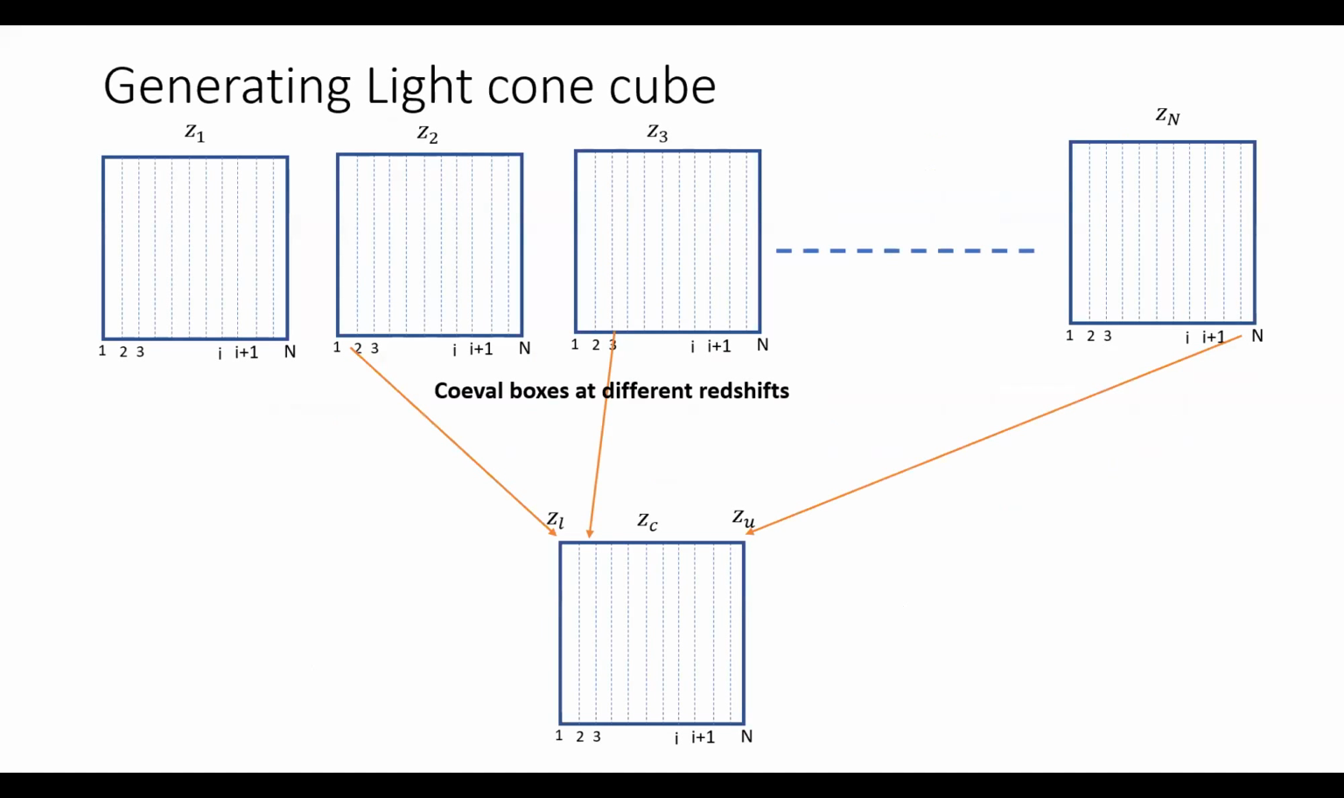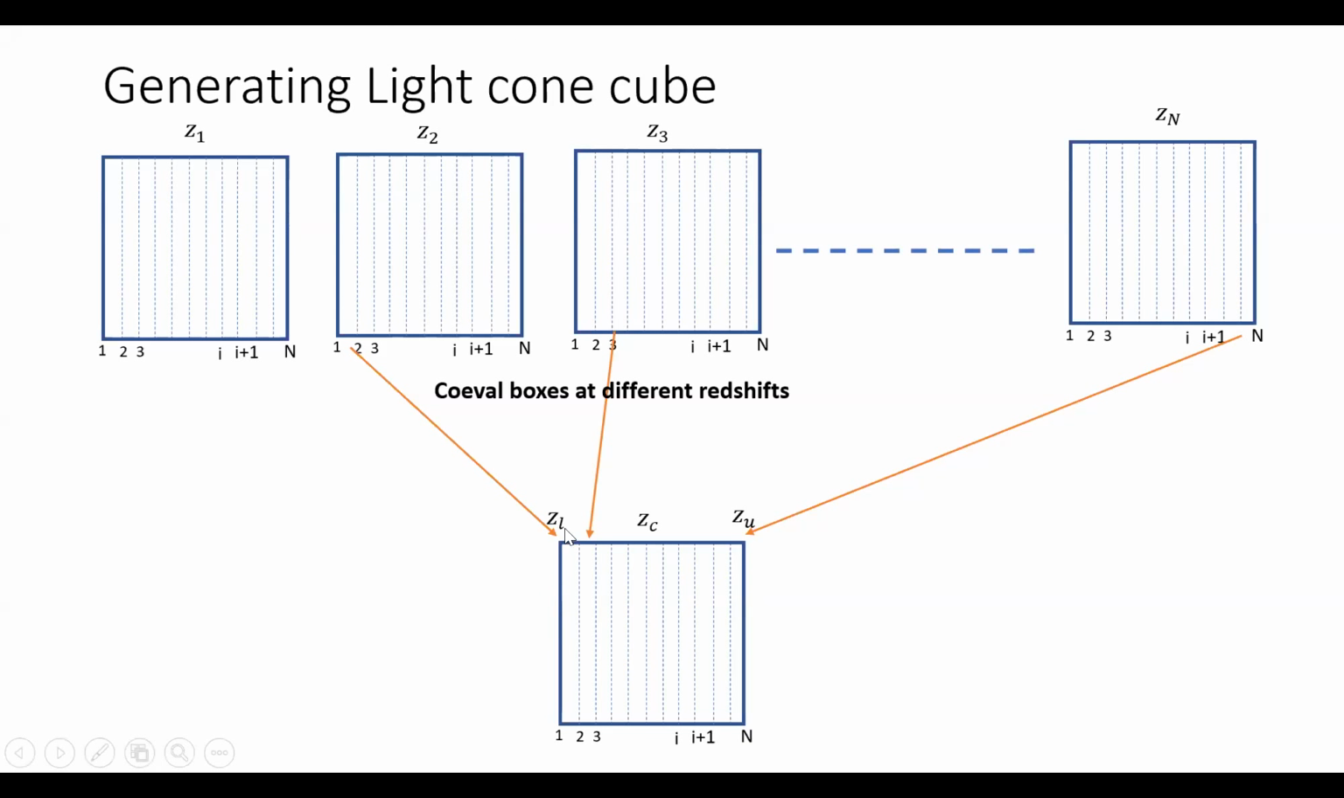So now how do you incorporate? How do you implement? So you have the coeval box, delta TB box at a fixed redshift, and you can simulate for different redshifts like Z1, Z2, Z3, like Zn, and that covers the entire epoch of reionization, cosmic dawn, whatever range you prefer. But then you want to simulate a light cone box, and that is shown in the bottom figure. So let's say you want to simulate a box around redshift 8, and it spreads from 7.5 to 8.5.